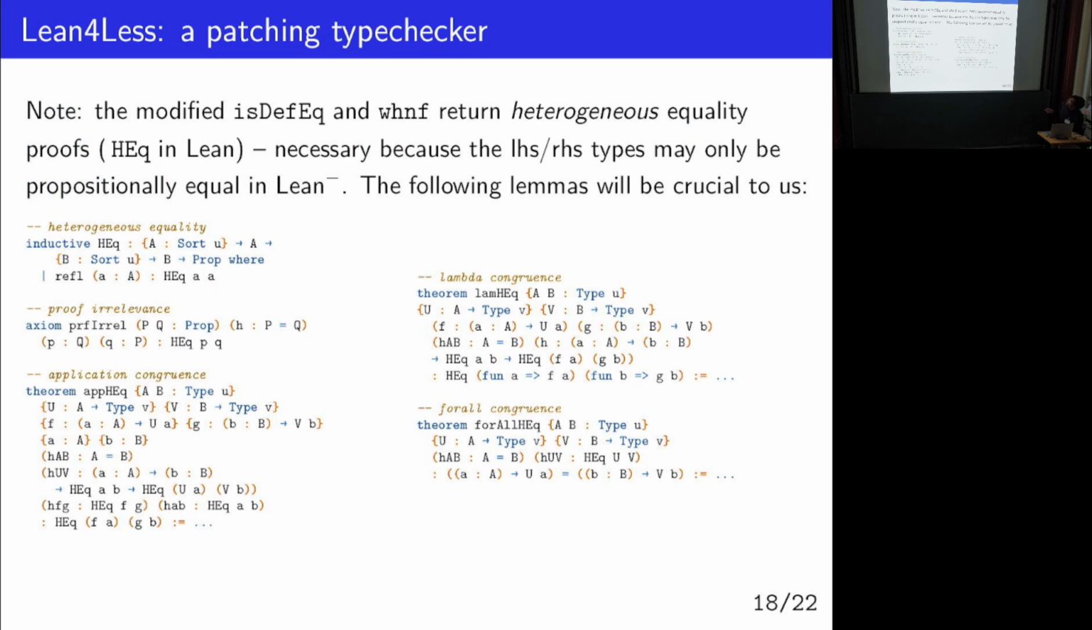So the modified definitional equality and weak head normal form routines will give us heterogeneous equality proofs. And I'll reiterate, this is necessary because these left and right hand side types may only be propositionally equal in Lean minus. And we'll need these lemmas in our translation. So we'll need the heterogeneous equality. We'll need proof relevance for heterogeneous equality. And we'll need some congruence lemmas for our application, lambda and for all cases.